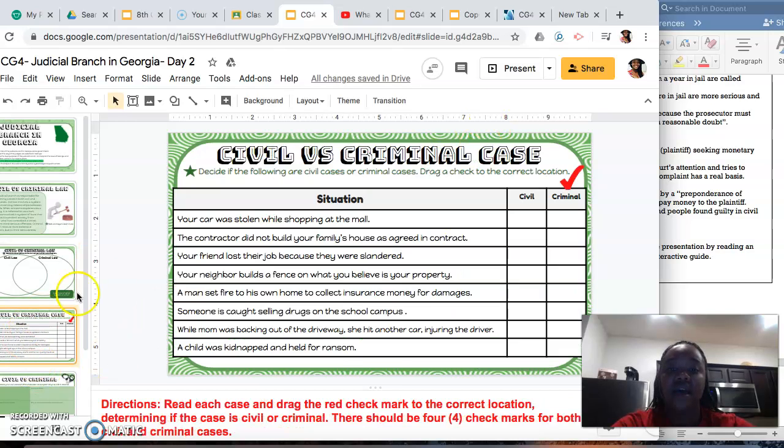Your next slide is to read each example of a criminal case, and you're going to determine whether this case is a criminal case or if it is a civil case. So you're going to drag your red check mark to the correct locations. There should be 4 red check marks in the civil column and 4 red check marks in the criminal column.